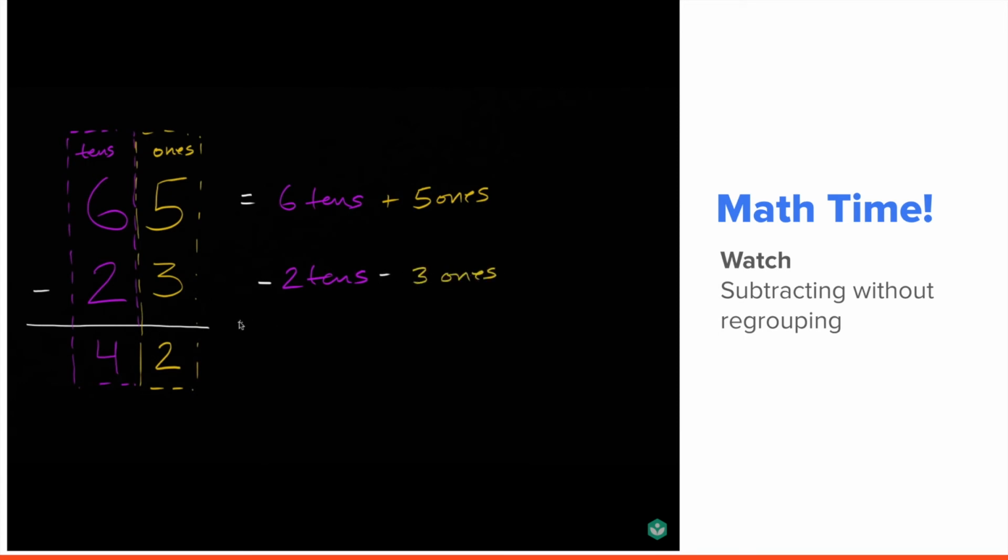And so what's that going to be? Well, 5 ones minus 3 ones is exactly what we have over here. It's going to be 2 ones. And 6 tens minus 2 tens, well, that's just going to be 4 tens. So 6 tens plus 5 ones minus 2 tens minus 3 ones is going to be 4 tens and 2 ones, or 42. 42 is equal to 4 tens plus 2 ones. Hopefully that makes a little bit of sense.